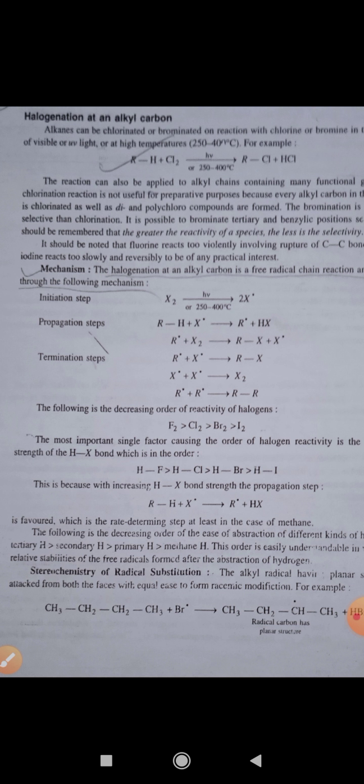If we see the reactivity of halogens, fluorine is more reactive and it gives a violent reaction with alkanes. So fluorine is the most reactive. After that, F2 is greater than Cl2, greater than Br2 and greater than I2. I2 gives a very slow reaction and this reaction will be reversible also.